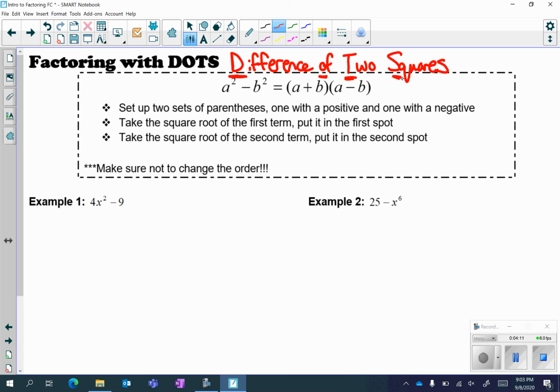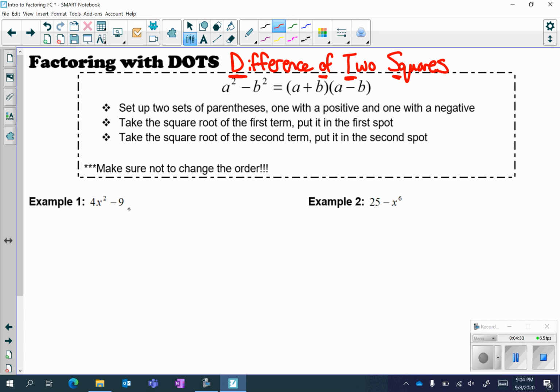So you're first going to check to make sure if you can use DOTS at all. In this case, we have the difference, which is good. We have 2 terms, and both terms, 4x squared and 9, are perfect squares. We can use DOTS because it literally is a difference of 2 squares.